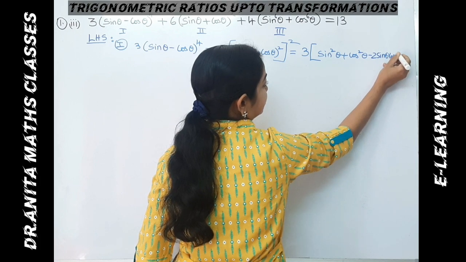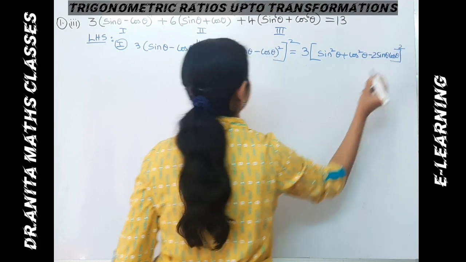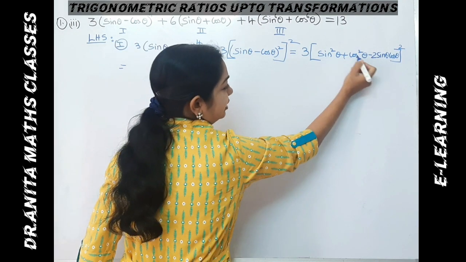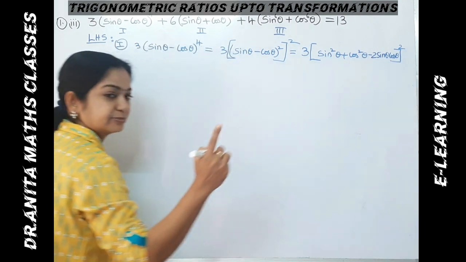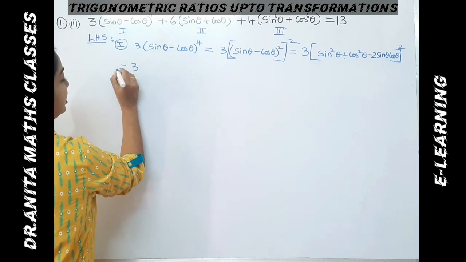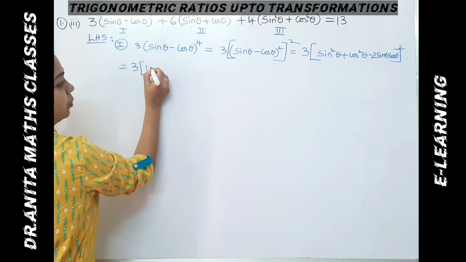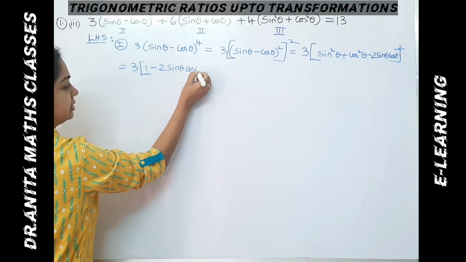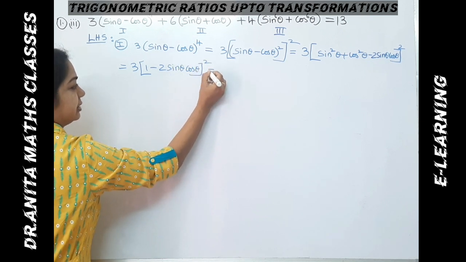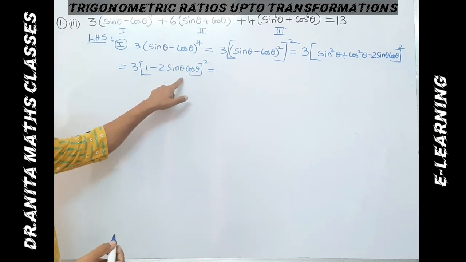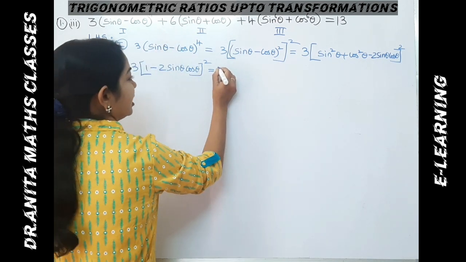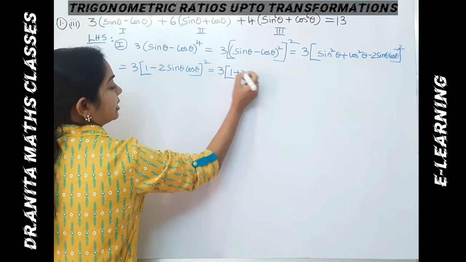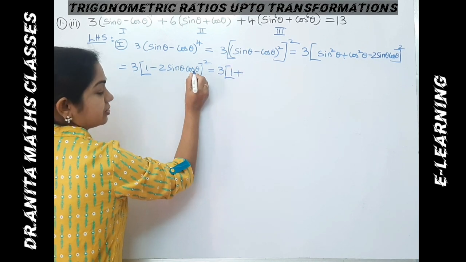2 sine theta cos theta, and the square is also there. Here, sine square plus cos square is the first identity, that comes to 1. So that is 3, 1 minus 2 sine theta cos theta whole square. Again we can expand it, (a minus b) whole square. Here a is 1, b is 2 sine theta cos theta whole square.